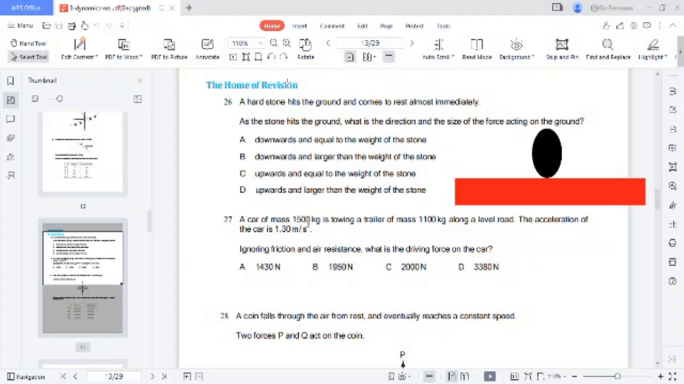Suppose this is a stone which is going to hit the ground. When it hits the ground, the force would be in this direction, which is actually the applied force, and weight as well. It's an action force, and at the same time there would be a reaction force in the opposite direction like this. As the stone hits the ground, what is the direction and size of force acting on the ground?